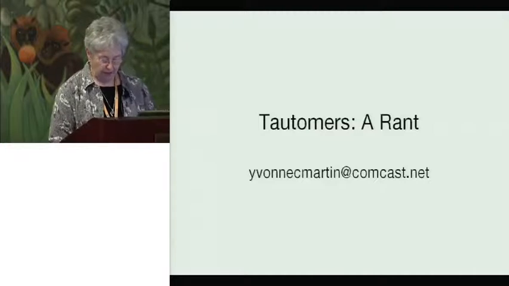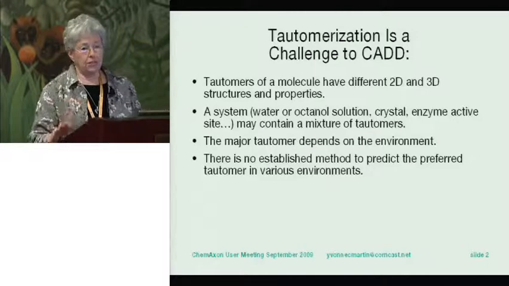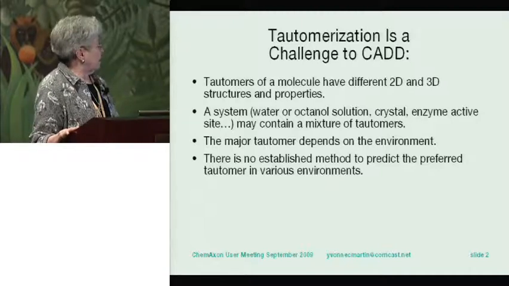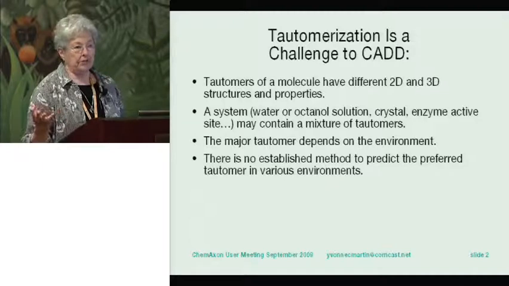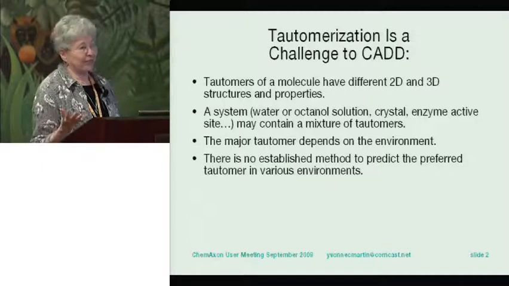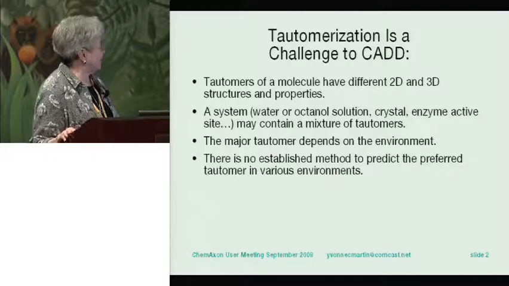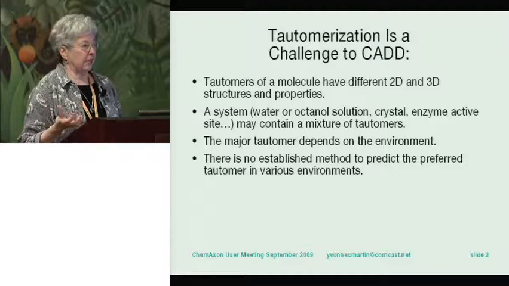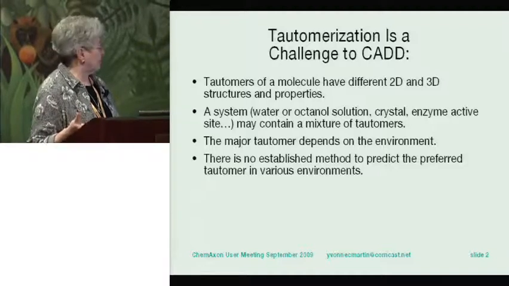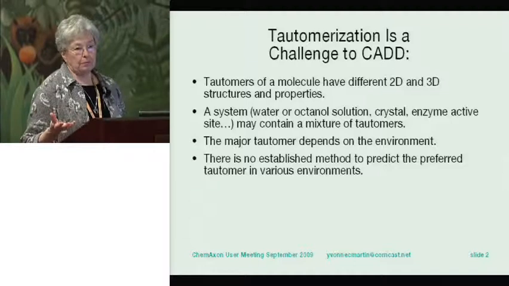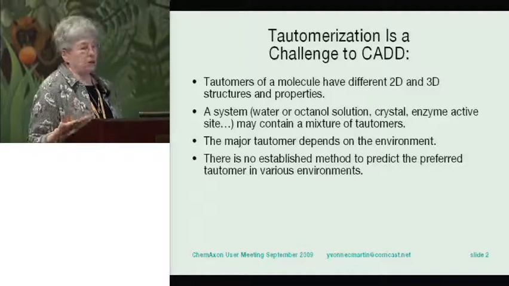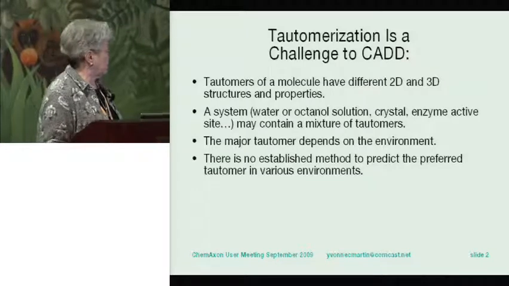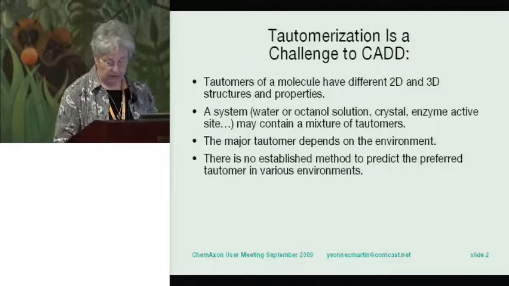Okay, so why do I care about it? It's a challenge to every aspect of computer-aided drug design. First of all, Tautomers have different 2D and 3D structures. That affects a lot of things. But any kind of system in which we're measuring a property can have a mixture of different Tautomers. The major Tautomer depends on the environment, and there's no established way, no way that everyone agrees, to predict the Tautomer ratio in various environments. Maybe water, but not much more.